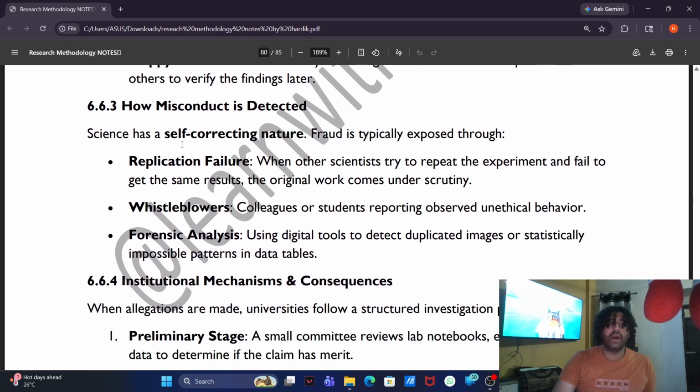Next subtopic, how misconduct is detected. Science has a self-correcting nature. Fraud is typically exposed through replication failure, whistleblowers, and forensic analysis.